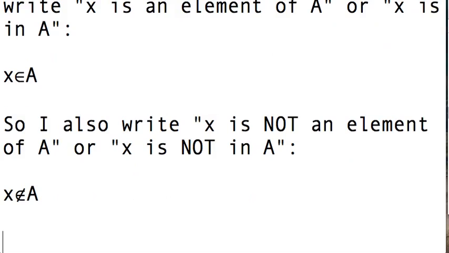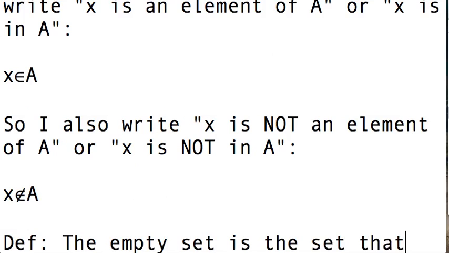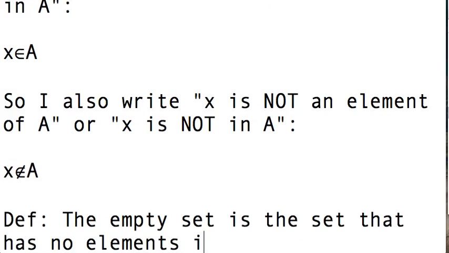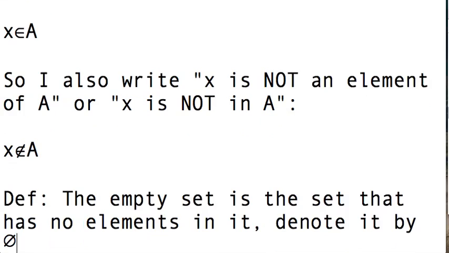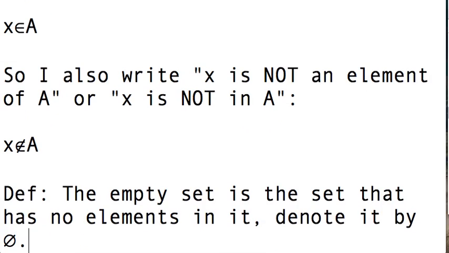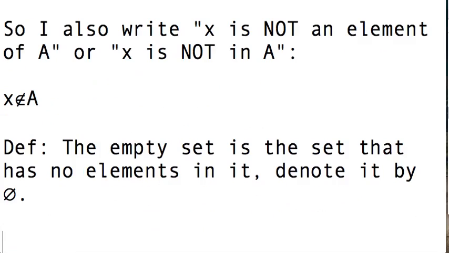And finally, there's one special set called the empty set. So the empty set is the set that has no elements in it. And we denote it by this symbol right here. This is similar to the Greek letter phi, but really think of it like a 0 with a slash through it. Okay, great.